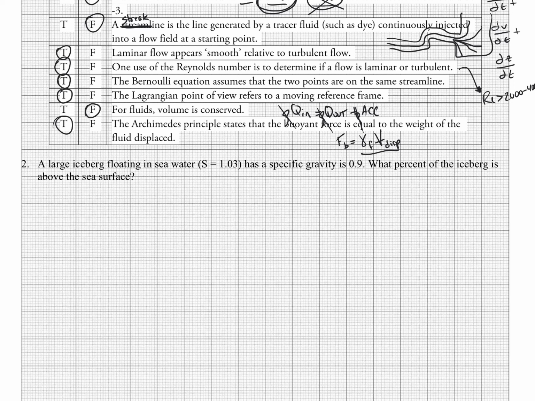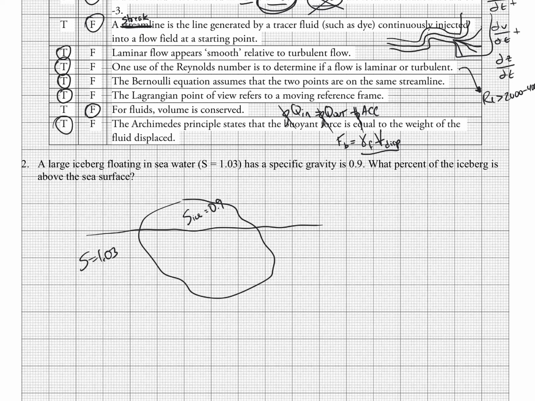Okay, so a large iceberg floating in seawater. Here's an iceberg, here's some seawater. The iceberg has a specific gravity of S_ice equals 0.9, and the seawater is 1.03. What percent of the iceberg is above the seawater?